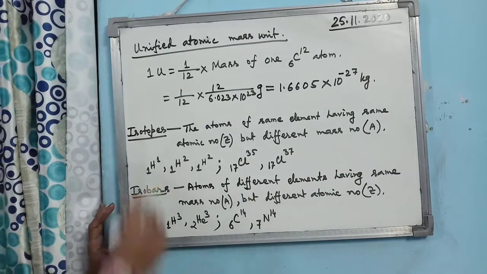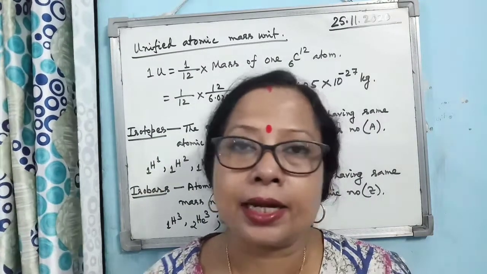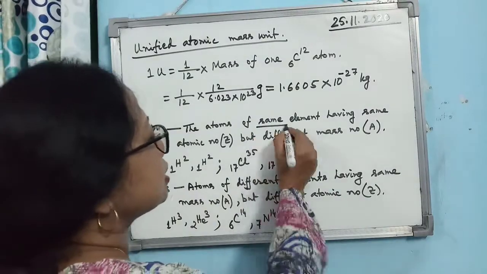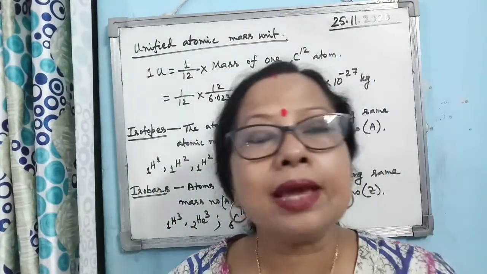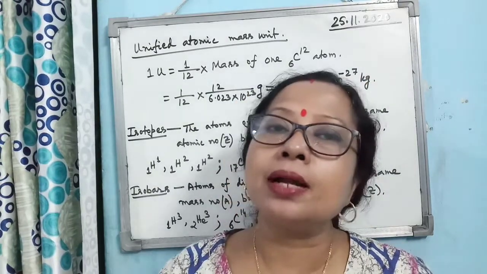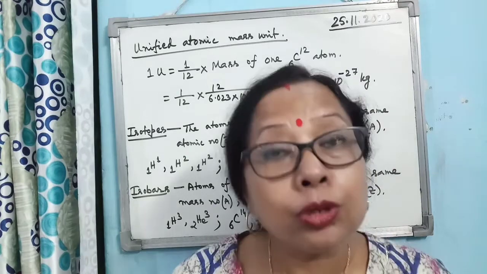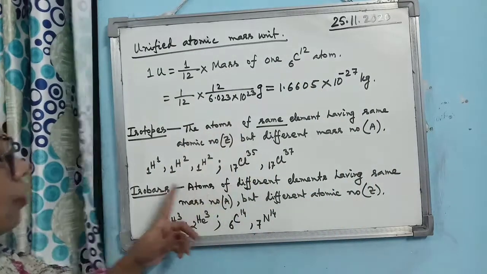Then what is the concept of isotope? Isotope, you know, atoms of same element. This is the most important part. Having the same atomic number Z, means same number of proton and electron, but different mass number, means different number of neutrons present inside the nucleus. And what are the examples of isotope?